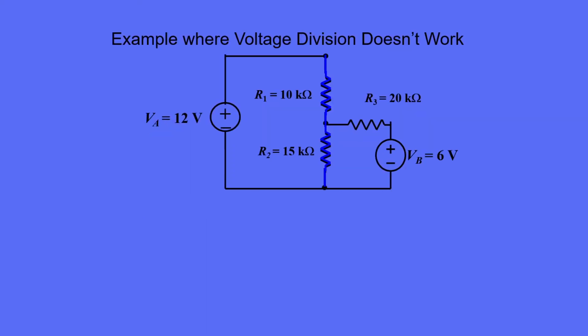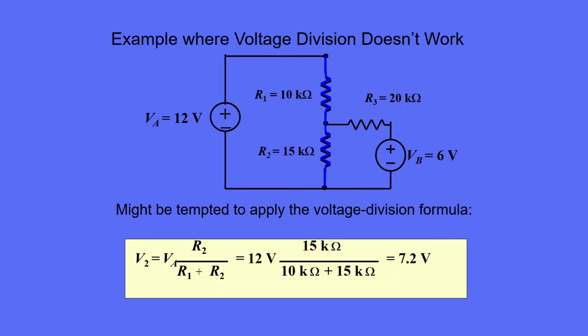Now let's look at an example where voltage division doesn't work. We might be tempted to apply voltage division to the resistors R1 and R2 in this circuit. After all, VA is connected across what appears to be their series combination. If we apply the voltage division formula, we get the following result. V2 is equal to VA times the resistor R2 over the sum of R1 and R2. If we plug in the numbers, we get the answer shown, 7.2 volts.